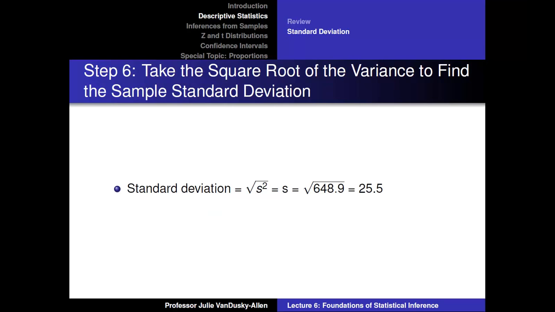Last, you take the square root of the variance to find the sample standard deviation. We take the square root because we squared the values in step 3. As a result, the values of the variable became much larger, so you want to take the square root to bring the number back to a more realistic level. In this case, the square root of 648.9 is 25.5. So our sample standard deviation for percent living under $2 a day is 25.5.